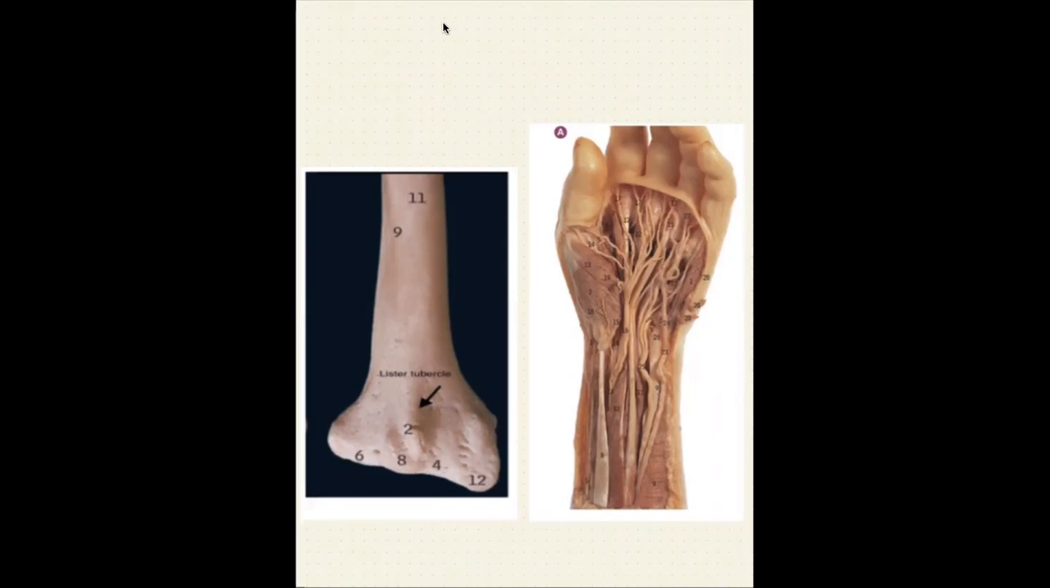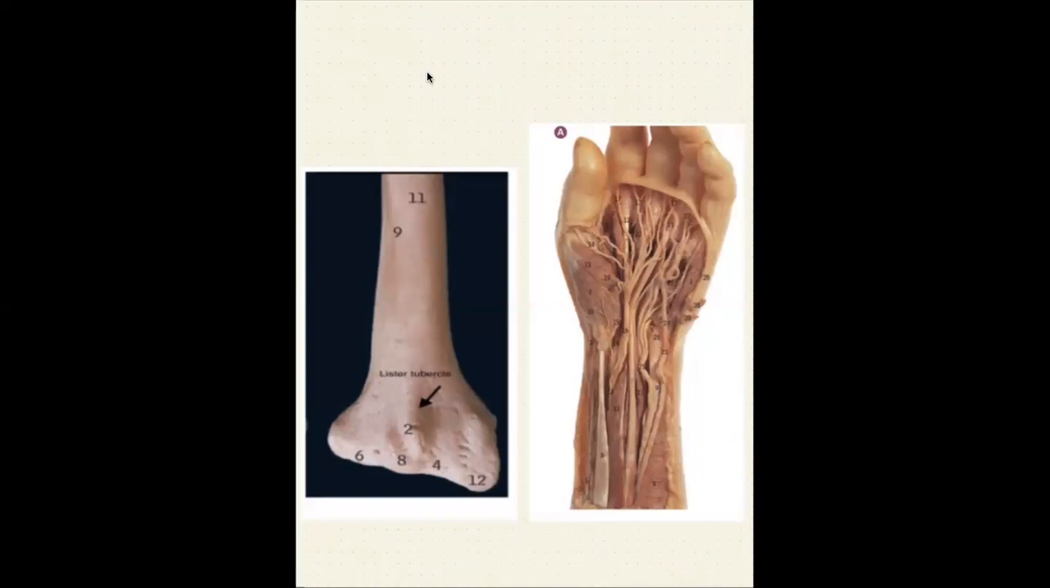Okay, Dr. Sharmin, could you tell me what is Erb's palsy? If there is paralysis of the upper trunk of the brachial plexus, it causes Erb's palsy.